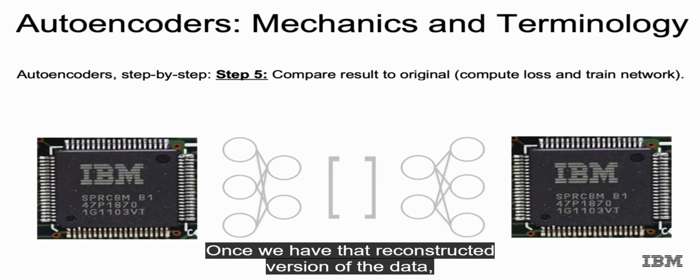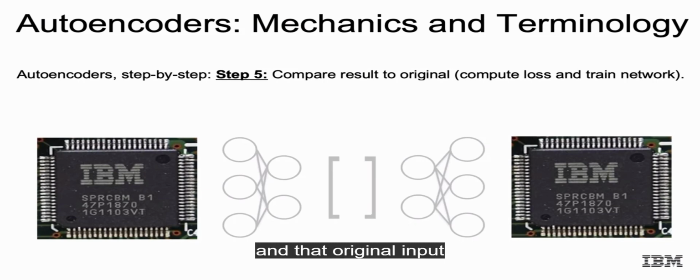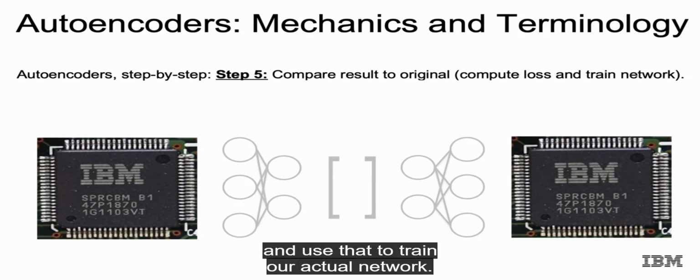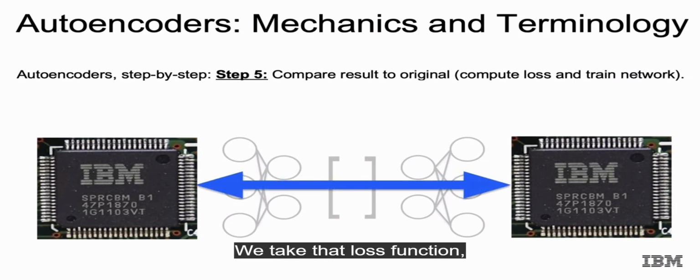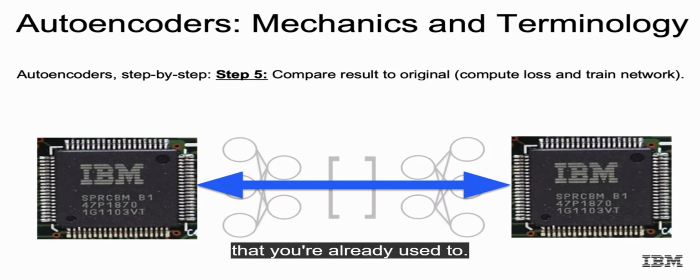And that decoder portion is meant to go about creating a reconstructed version of that original data. And once we have that reconstructed version of the data, we can go about computing the loss between that reconstructed version and that original input and use that to train our actual network. So we take that loss function, as we do with any neural net, and use it to update the weights within our network. And that's going to be that feed forward and back propagation steps that you're already used to.